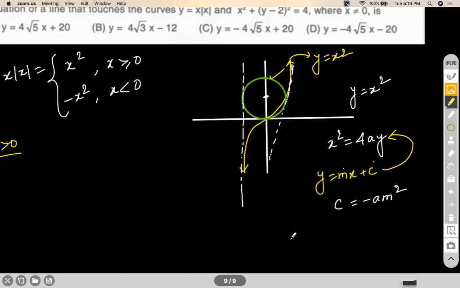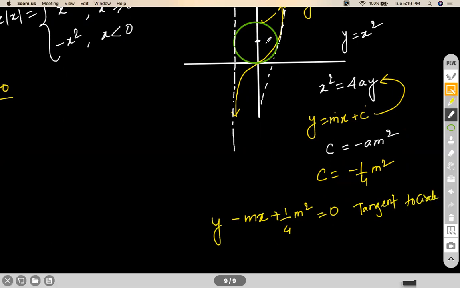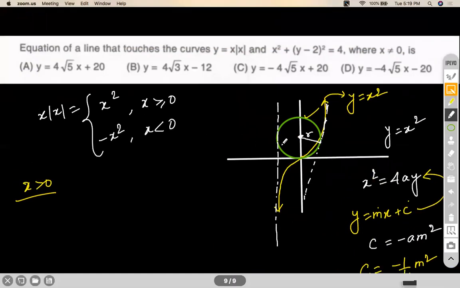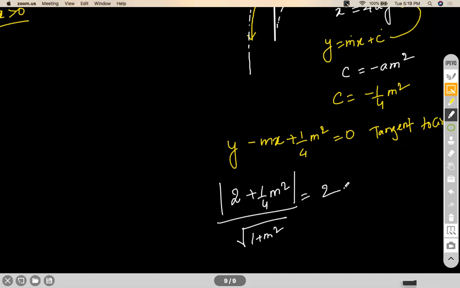Absolutely correct. So now, in this case, your a happens to be 1/4. So c should be minus 1/4 m square. Right? In other words, you are claiming that y minus mx plus 1/4 m square is a tangent to the parabola, of course, and also to the circle. It's a tangent to the circle. So you can use the condition that if something is a tangent to the circle, that means the distance of the center from the tangent must be equal to the radius of the circle. Correct. So the center here is (0, 2). So when I put that, I get 2 is equal to |0 plus 1/4 m square| upon under root of 1 plus m square. This should be equal to 2.